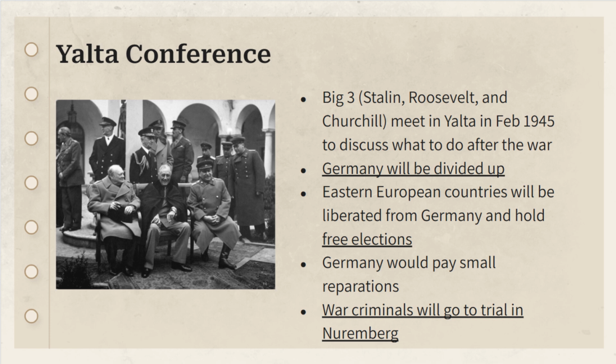They decide that Eastern European countries will be liberated from Germany and they'll be able to hold free elections. Germany would still have to pay small reparations, but nothing like World War One. And then they agree that there should be war tribunals to try the criminals, especially of the Nazi party, for all the atrocities they committed during the war.